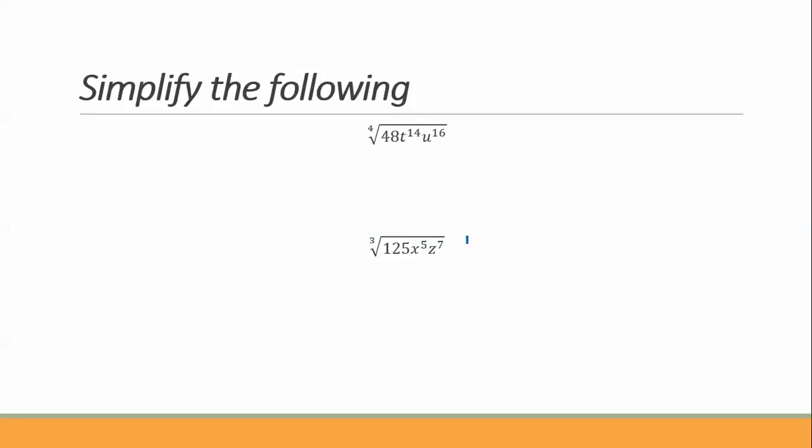Couple more. We figured out earlier that 48 was 3 times 16. So that is 3 times 2 to the 4th. We want perfect 4th powers, so we're going to do t to the 4th times t to the 4th, times t to the 4th, and then t squared left over.